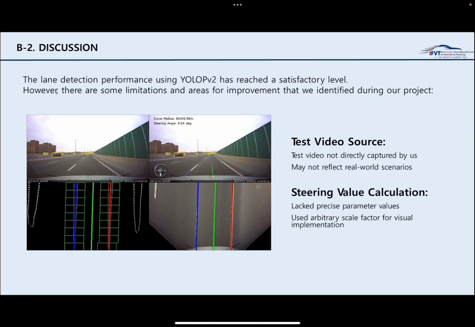A challenge was the lack of precise vehicle parameters affecting steering angle estimation. Future tests with actual vehicles will address this.